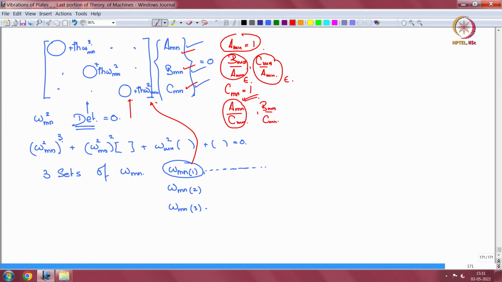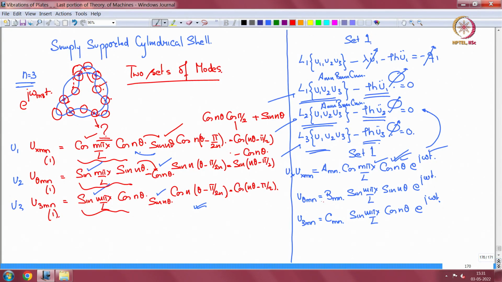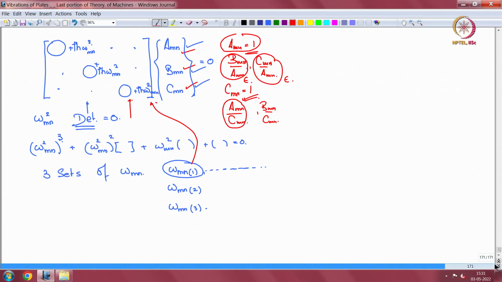That means Amn is a big number compared to the others. Based on this expression, these are negligible. Bmn is small, this is negligible, this is negligible, this is dominant. That means what? The first set of natural frequencies describe dominantly axial motion, axial modes and resonances.